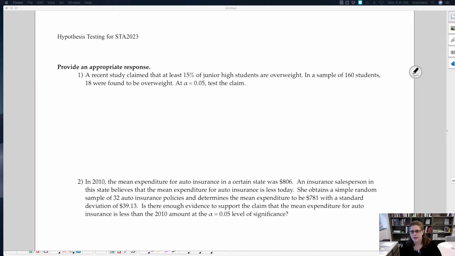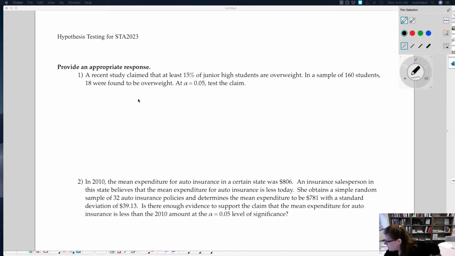Now, if we look at some of the wording on some of these problems, number one says, a recent study claimed that at least 15% of junior high students are overweight. So that's something that's important. At least 15% of junior high students. And then in a sample of 160 students, 18 were found to be overweight. At the alpha of 0.05 level, test the claim.